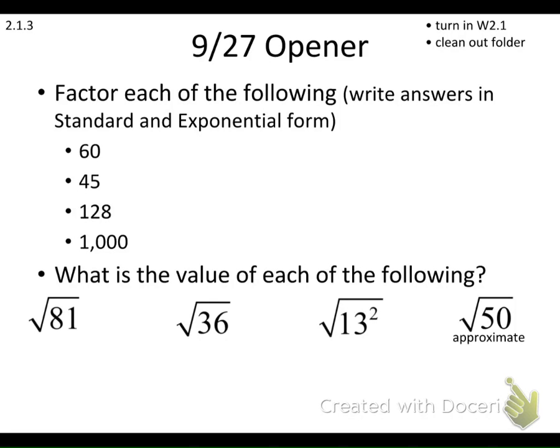So we're only going to focus on the front side of the opener this morning. So the front side, we're just going to work on factoring each of the following numbers and then writing those prime factors out in standard form and then write them out in exponential form.